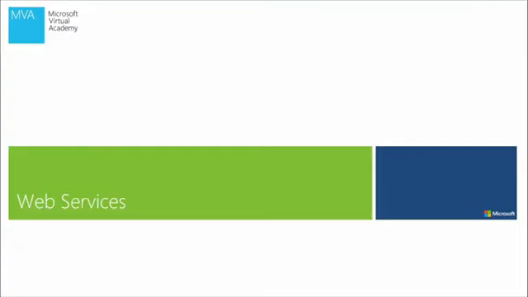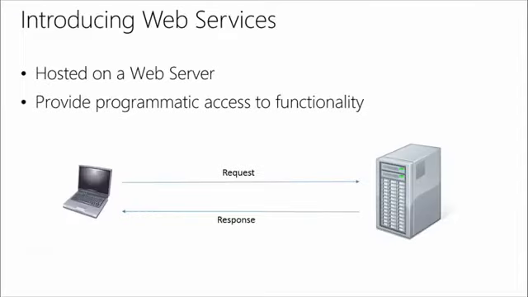So the last thing we want to talk about in this particular module is a quick focus on web services. And web services are a little bit different than a web application, but a little bit the same. Where they differ is that a web service typically doesn't have a user interface. So similarities are that a web service is hosted on a web server. And it could be IIS, it could be Apache, it could be whatever. But what it does is it provides programmatic access to certain functionality.